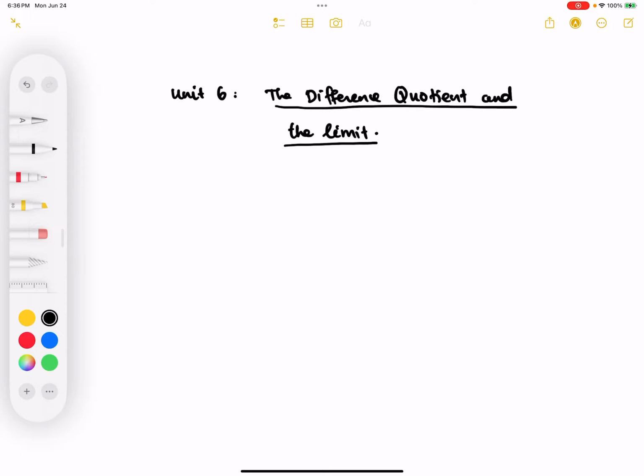All right. Now let's see the difference quotient and the limit. Now we are going to start derivative. So these concepts are very important. This is a transition from finding the average rate of change and combining it with the limit, then it gives us an idea of derivative. So I'll start with a graph. The graph is a very important thing to visualize the problem.